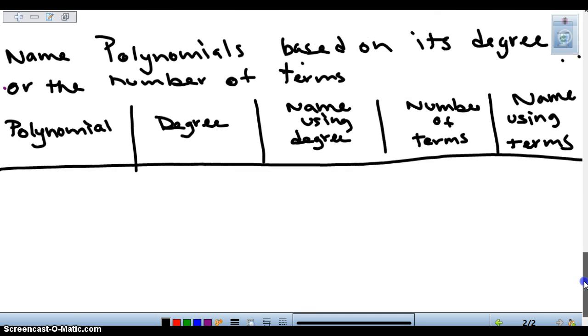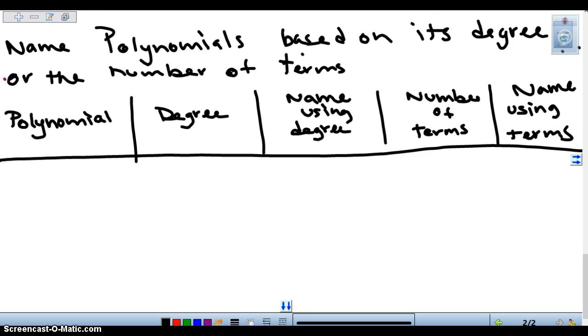So for example, if we have the polynomial 7x plus 4, what is the degree of this polynomial? 1, because the largest exponent is 1. The name when a polynomial has a degree of 1 is linear. This polynomial has two terms, 7x and 4. So the number of terms is 2, and the name when a polynomial has two terms is binomial.